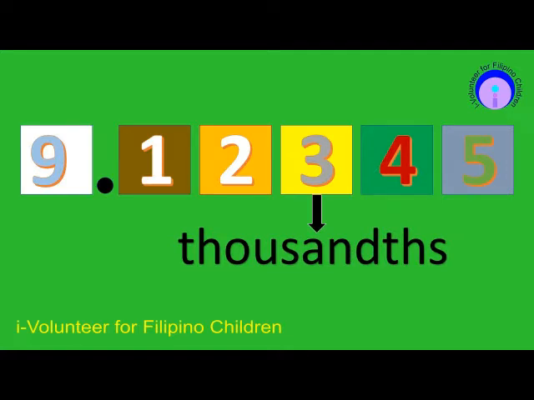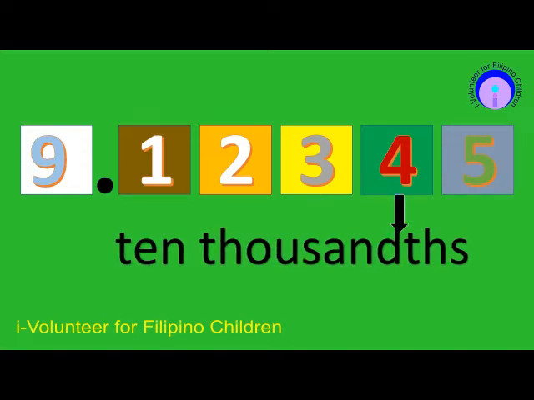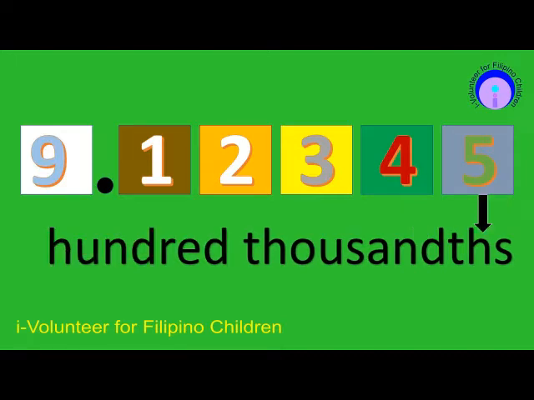I repeat, thousandths. The next one is ten thousandths. I repeat, ten thousandths. The next one is hundred thousandths. I repeat, hundred thousandths. Of course, we have more place values, but we will end at hundred thousandths.